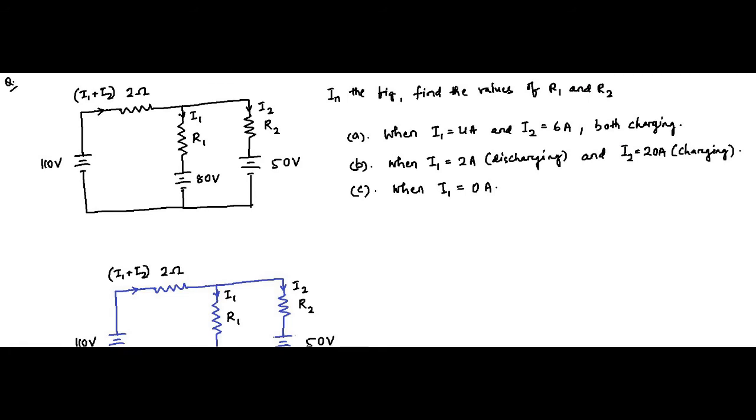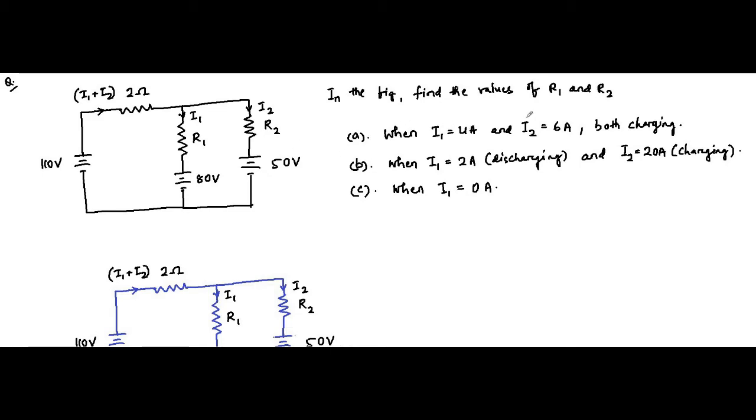Hello friends. So here is another question on KVL and KCL application. This is the circuit diagram which we have here, and it has been asked to find the value of these two unknown resistances R1 and R2, and there are some conditions here. Different cases A, B, C. So for each case we have to find out the value of R1 and R2.